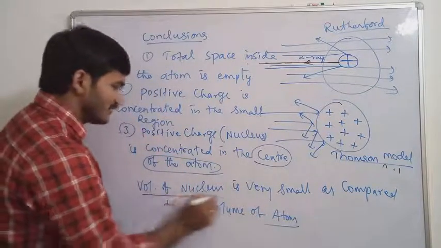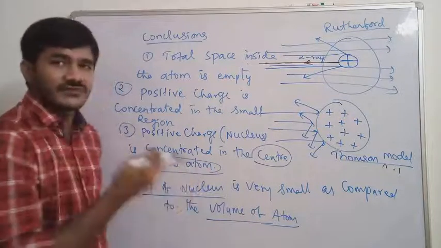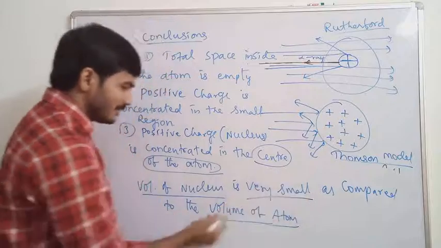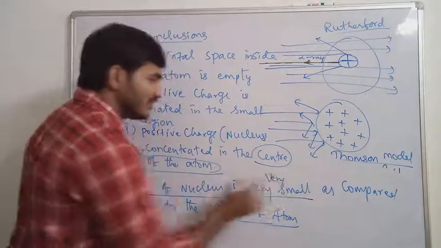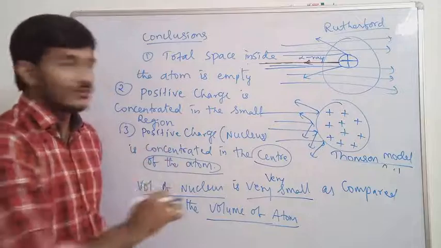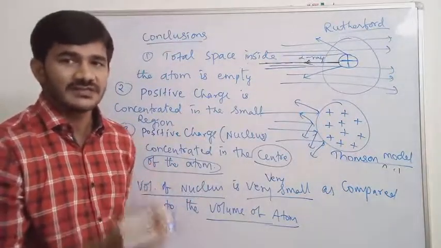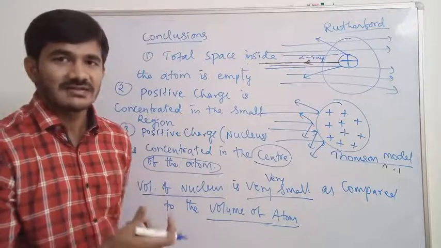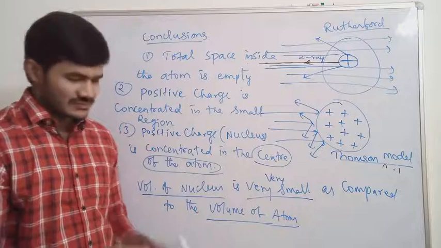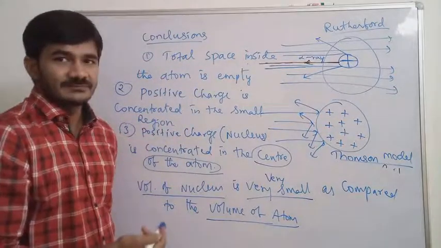Compared to the volume of the atom, the volume of the nucleus is very small. The atom volume is very big, but the nucleus volume is very small, and that was one of the conclusions given by Rutherford. There were three important conclusions. One is that the total space inside the atom is empty.